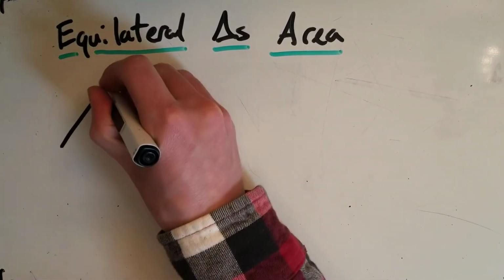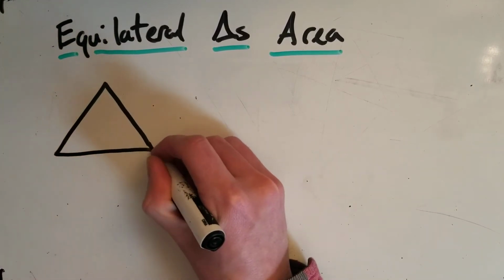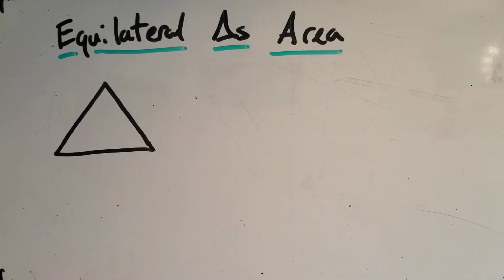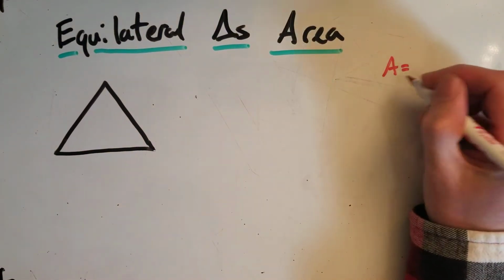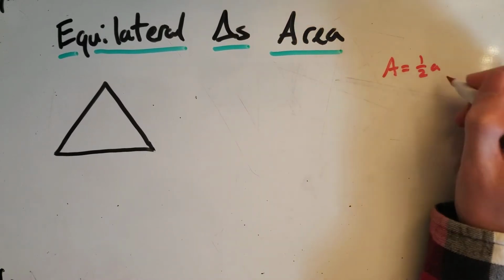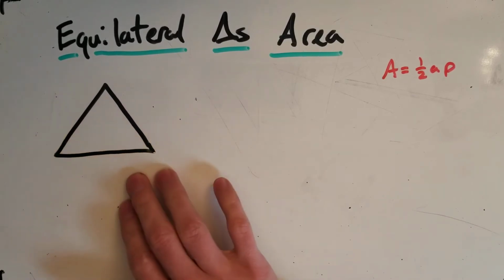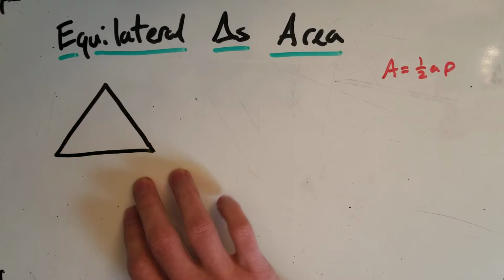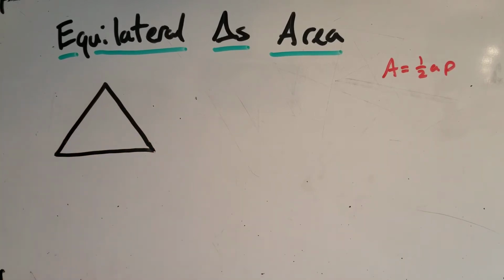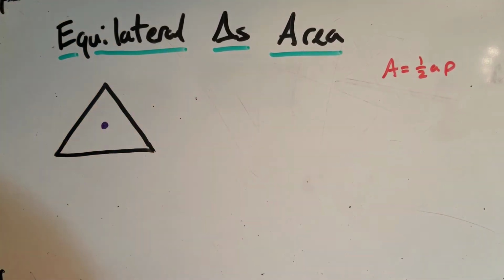So let's say this is our equilateral triangle right here. Now we do know, and I'll write this off to the side, the equation from yesterday: the area of any regular polygon is 1/2 the apothem times the perimeter. Our goal today is to figure out an equation for an equilateral triangle in just terms of the side length.